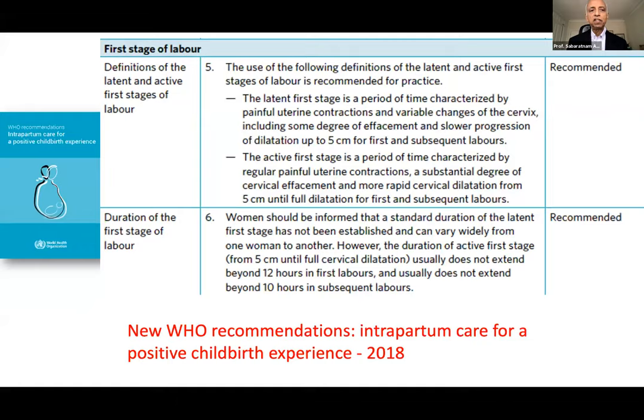So what is the definition of the latent and active phase? So they said latent phase is characterized by painful uterine contraction with variable changes in the cervix, and dilatation should be up to 5 centimeters. And the active first stage characterized by regular painful contraction from 5 centimeter to full dilatation. So that is fixed for us to understand. That is how we are going to look at it.